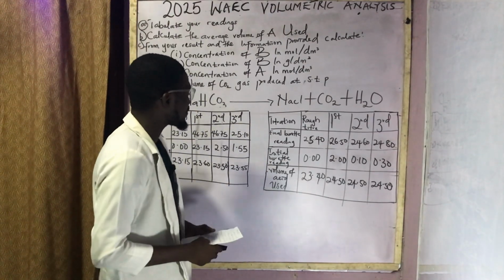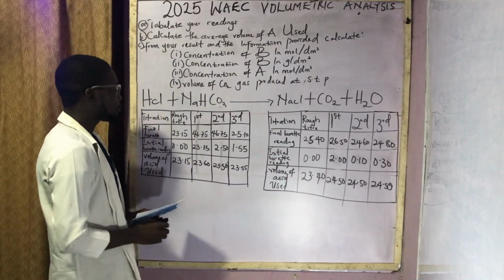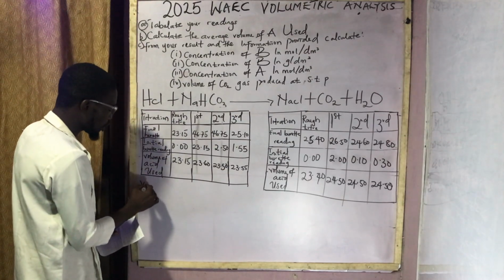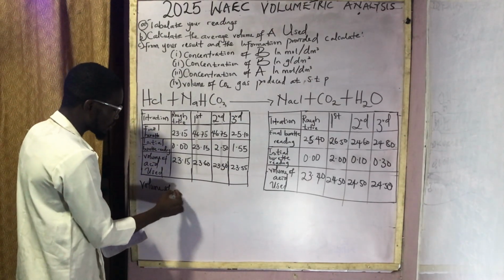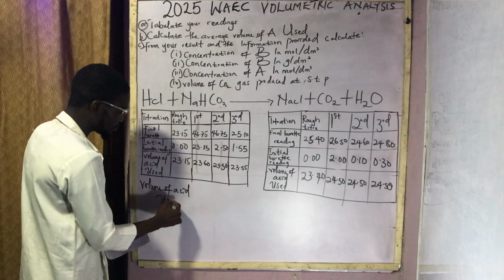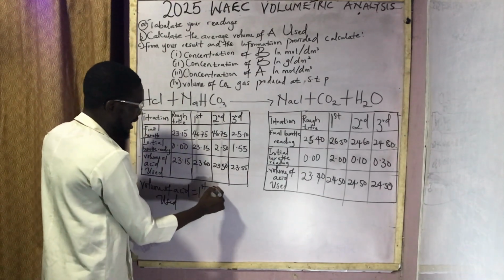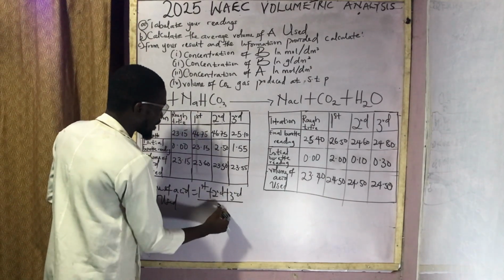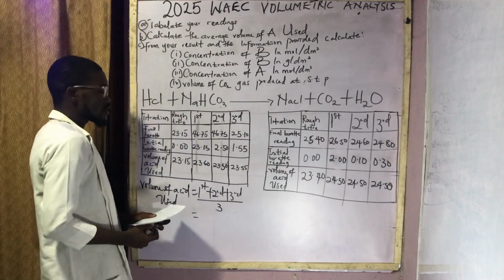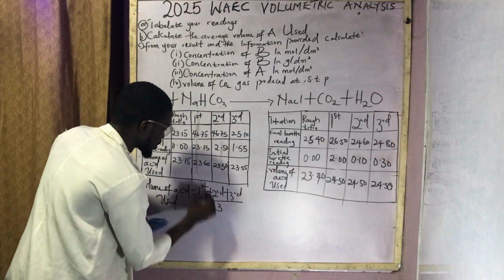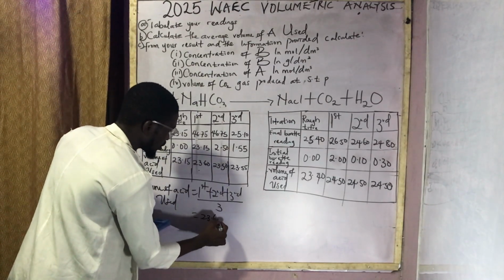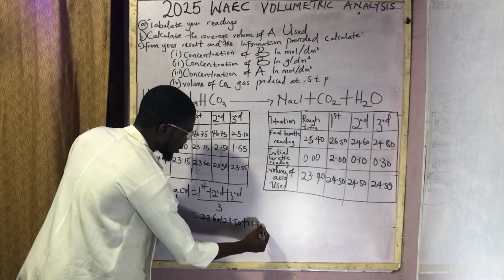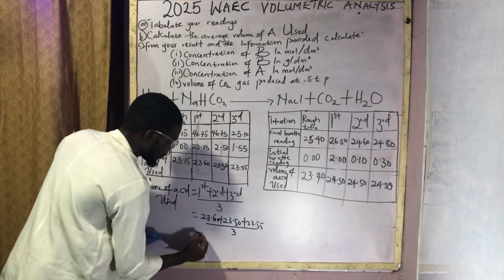Back to what we have on the board. The first table of values, if you take a look at what you have here, the volume of acid used is equal to the first titer plus the second titer plus the third titer divided by 3. So let's take a look at that. We have 23, this is the first titer value, plus 23.50 plus 23.55, divided by 3.